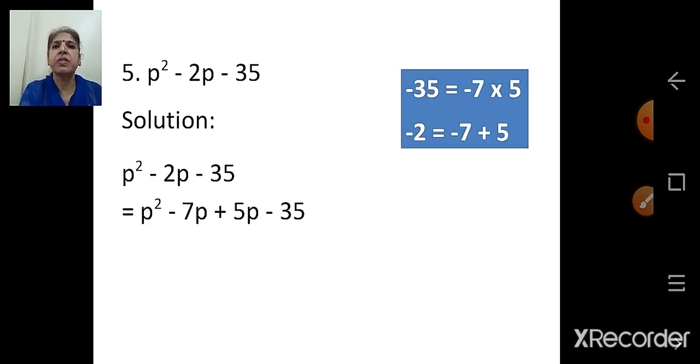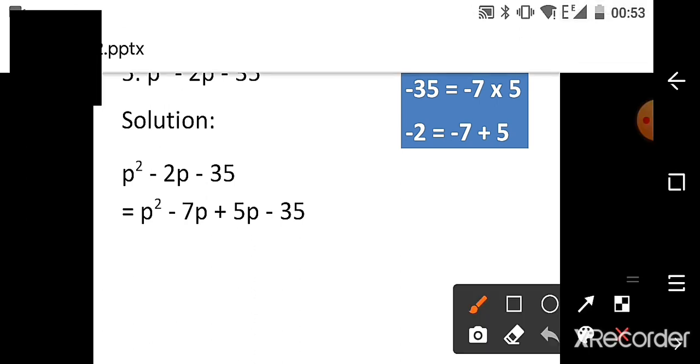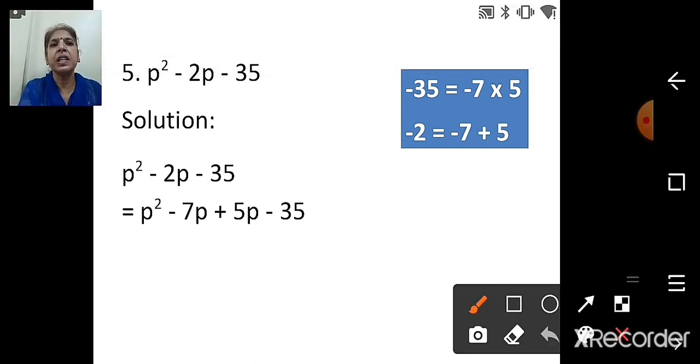Next one is the fifth question of the practice set. p square minus 2p minus 35. So we are going to find the factors of 35, and the sign is negative, so minus 35, and the sum is minus 2.